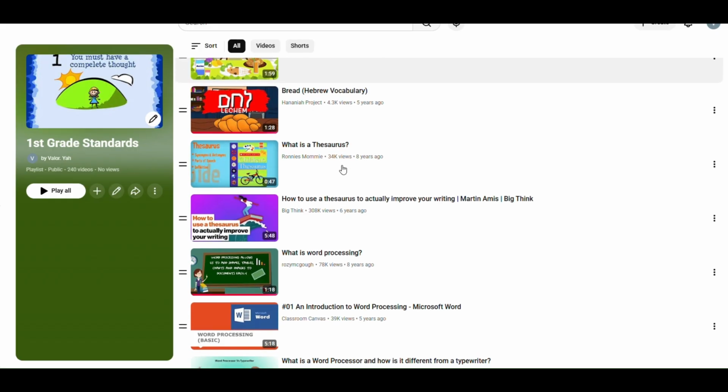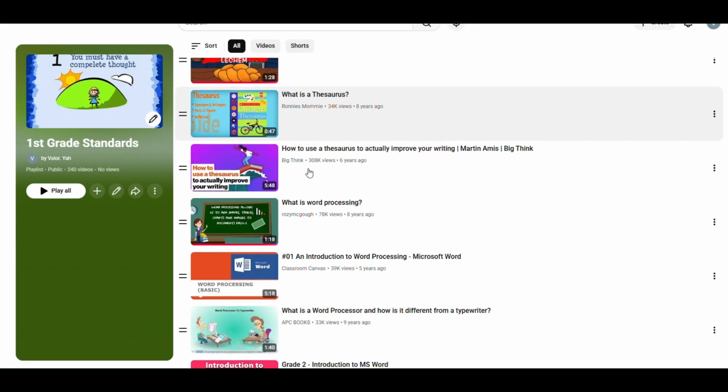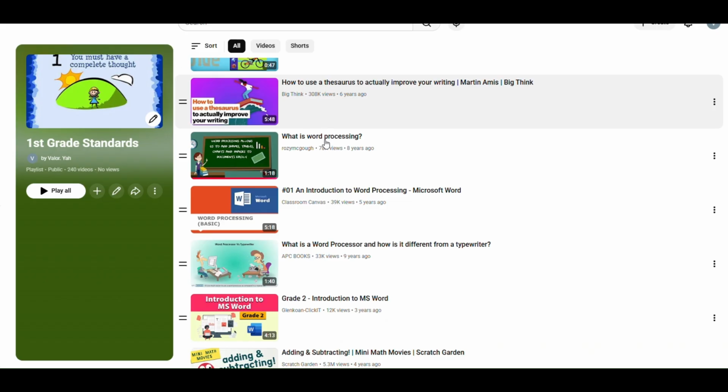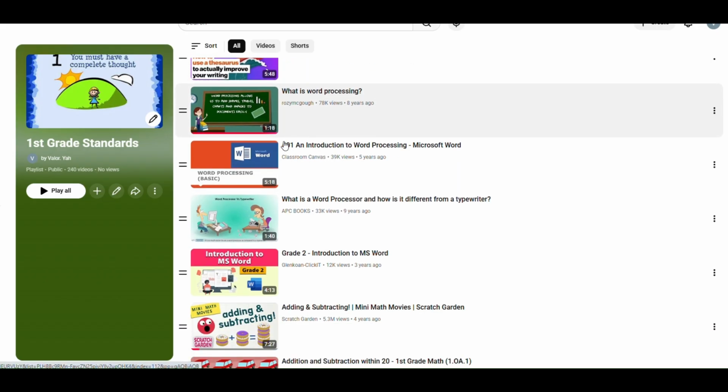thought-provoking sentiment. Again, what is a thesaurus? What is a thesaurus used for? How do you use it? Again, word processing. This is all first grade standards, mind you. This is not anything I have added. This is first grade standards in terms of word processing. Again, you'll see an introduction. It's like this is grade 2, introduction to Microsoft Word. This is, again, for the end of the year. So that way by the end of the year, they know the basics of Microsoft Word.